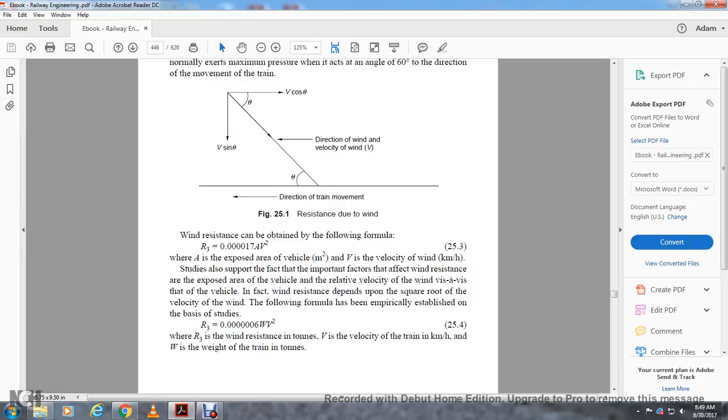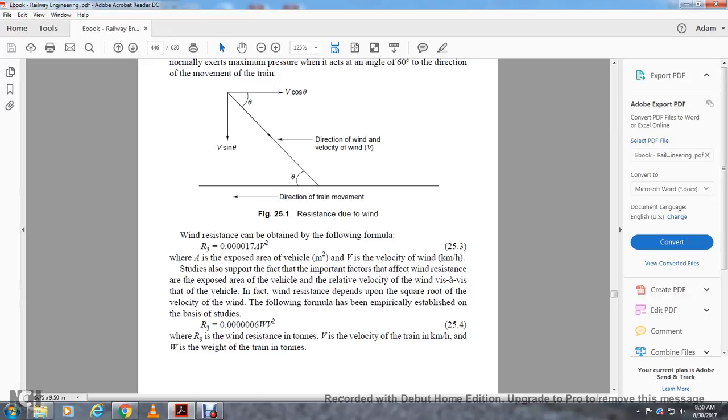The resistance is obtained with the following formula: R3 equals 0.000017 AV, where A is the exposed area of the vehicle in meters squared, and V is the velocity of the wind in kilometers per hour. The study also supports the important effect of wind resistance on the exposed area of the vehicle relative to the velocity of the wind, and vice versa.